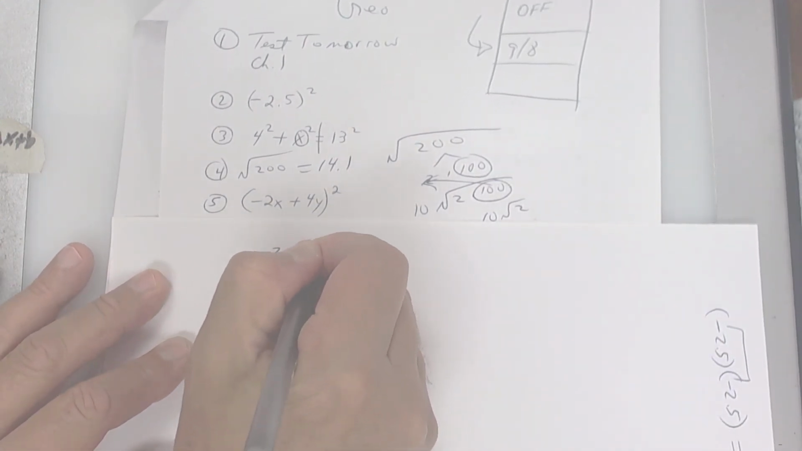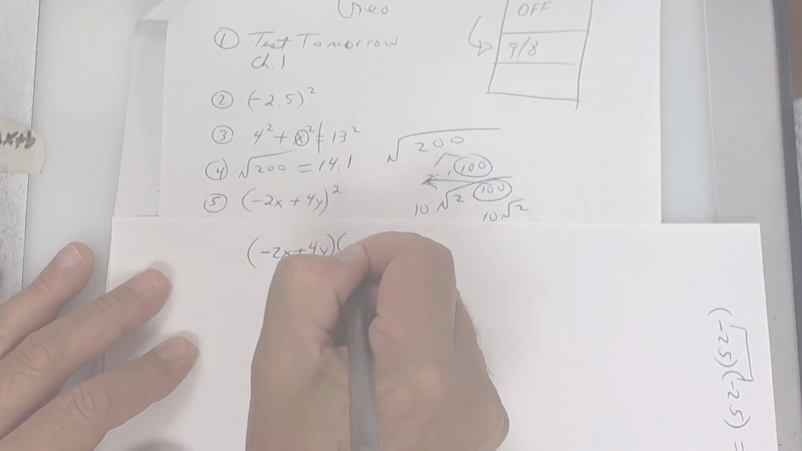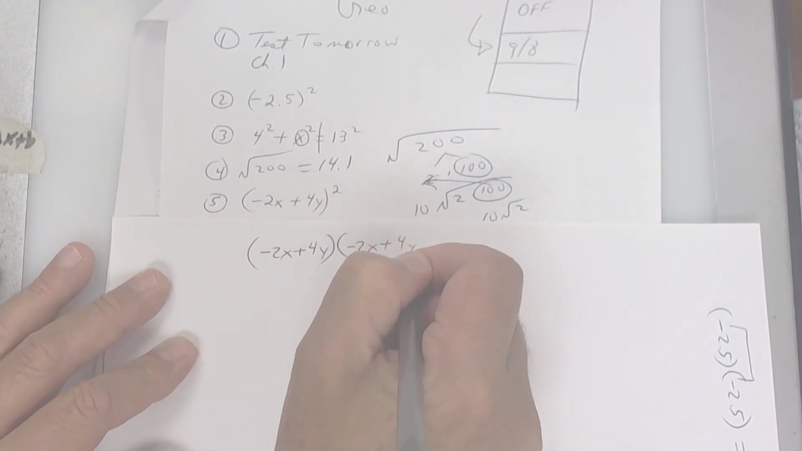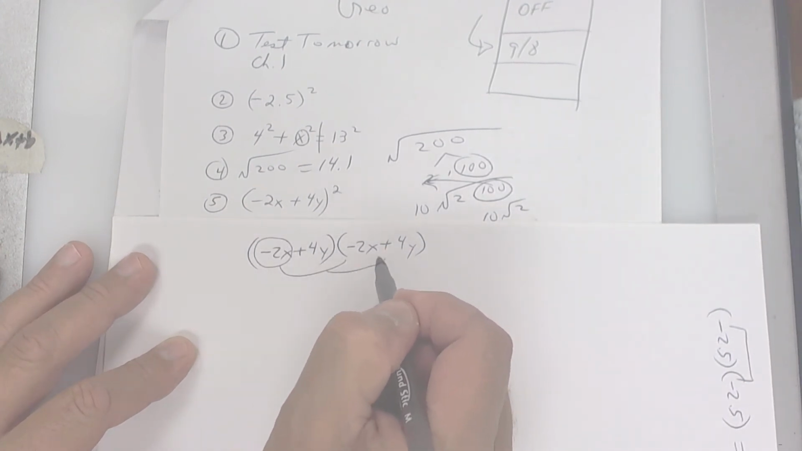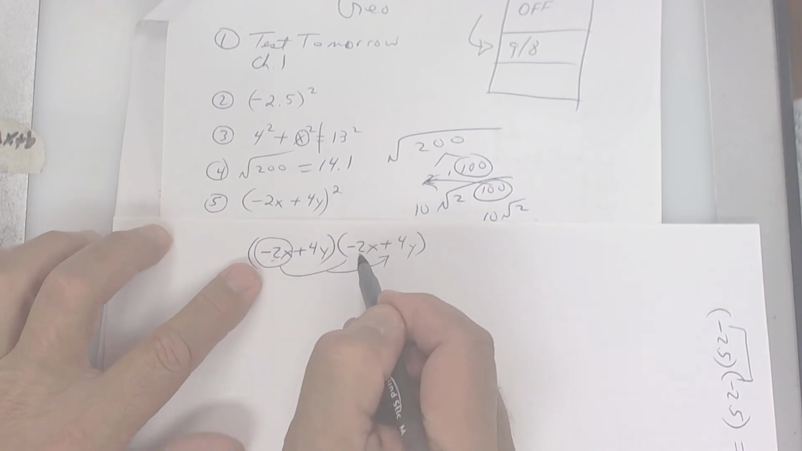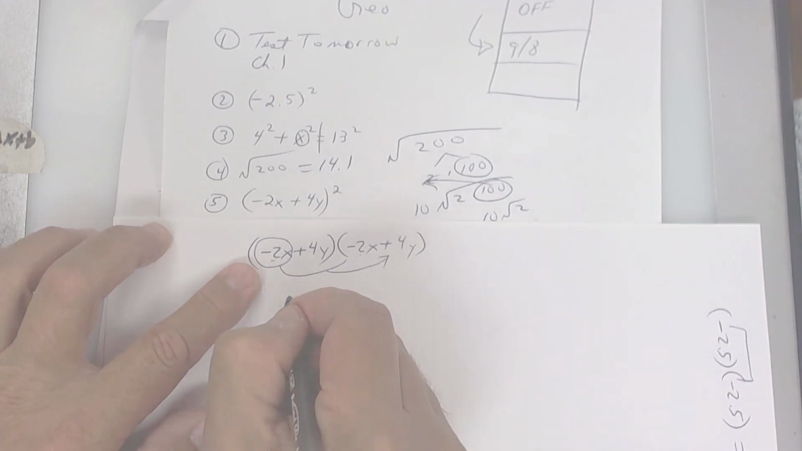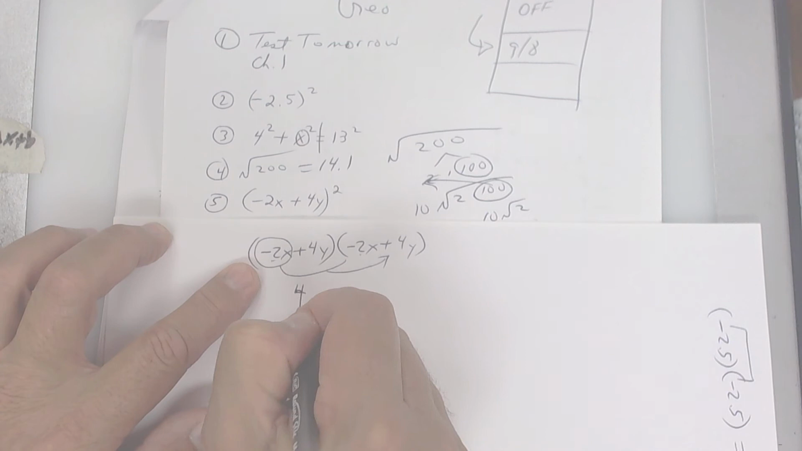You were taught how to do FOIL, so write it twice. If you have to, practice it. You're going to take this one to both of these. So here we go. Negative 2 times negative 2. A negative times a negative is a positive. So that's a positive 4.